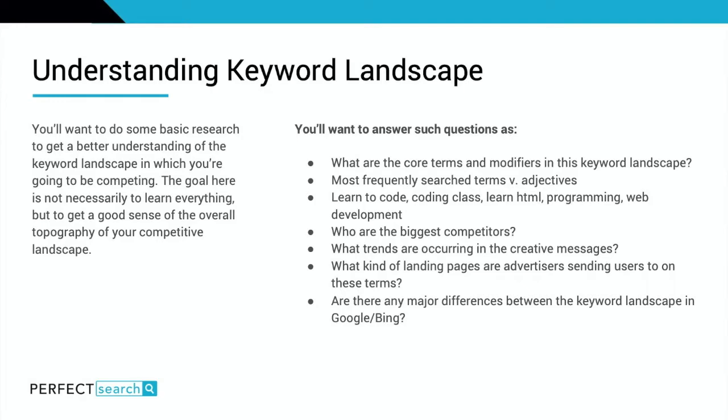Additionally, with understanding the keyword landscape, it's important to understand who the biggest competitors are, what sort of trends are occurring with the different messaging that those competitors choose to use, and what sort of messaging we should use. What sort of landing pages are the competitors using as well? What does our landing page look like? How can we make ours better?